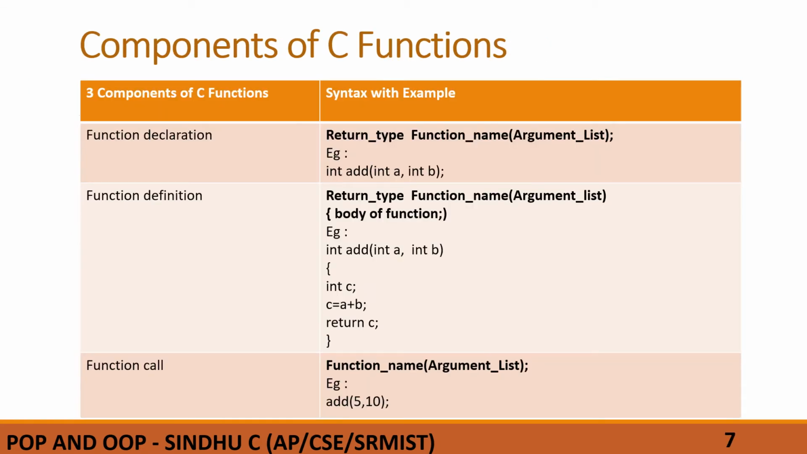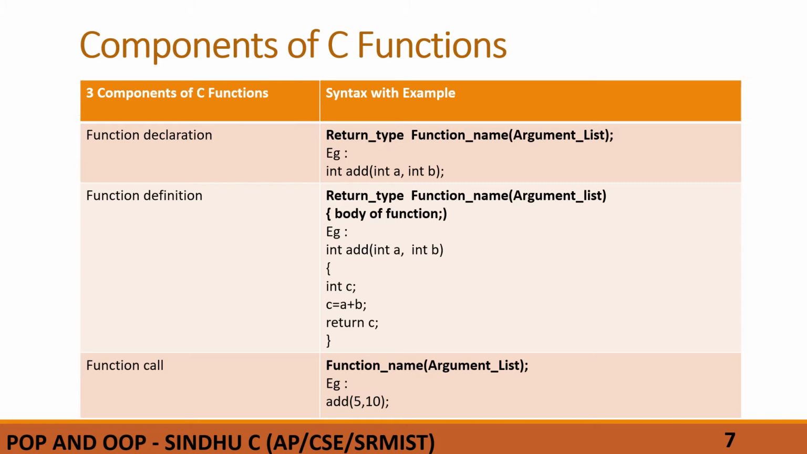We know that we have three components of any C function. First is the declaration, then we have the definition and a call. Declaration is saying that there is a function in this particular template, which is return type, then the function name and the argument list. Here the example is int add. Int is the return type, add is the function name, and you have a list of arguments with its type. So this is a function declaration.